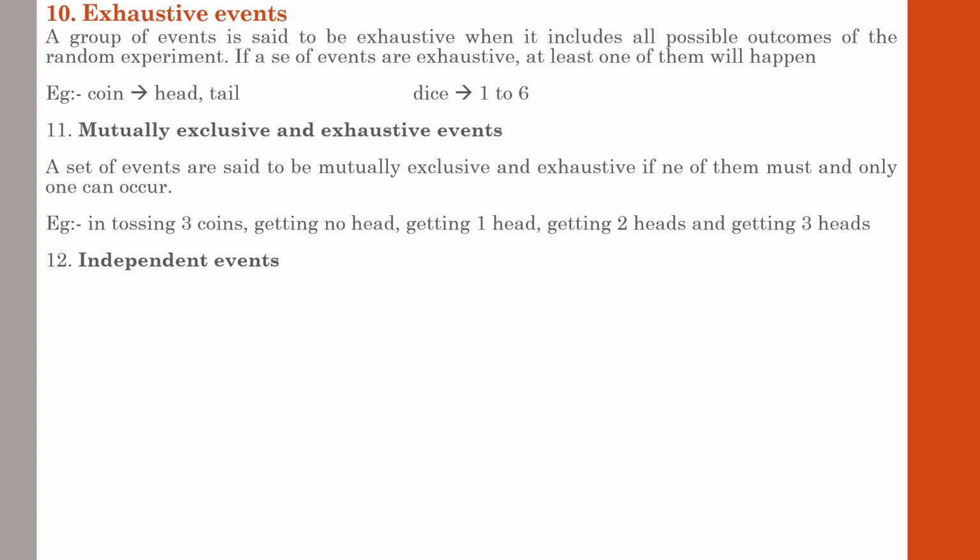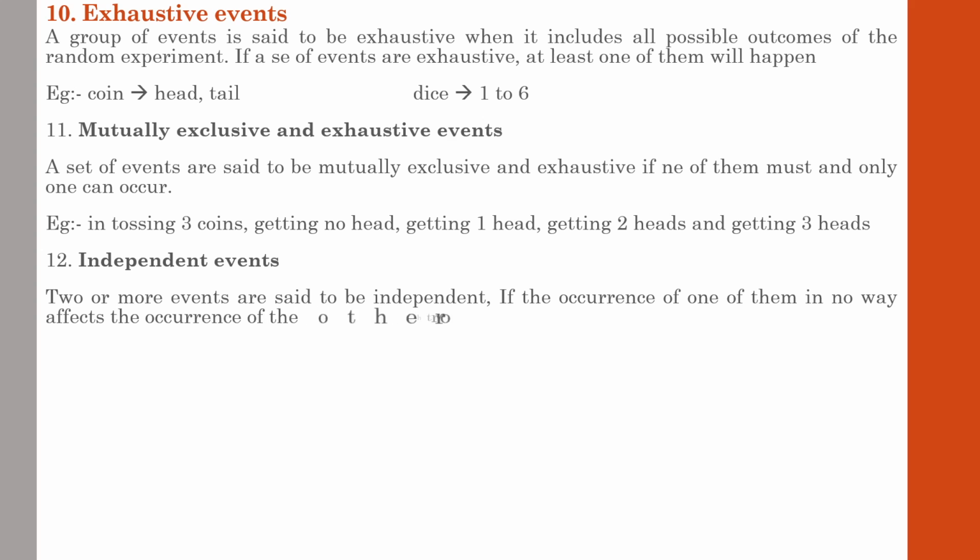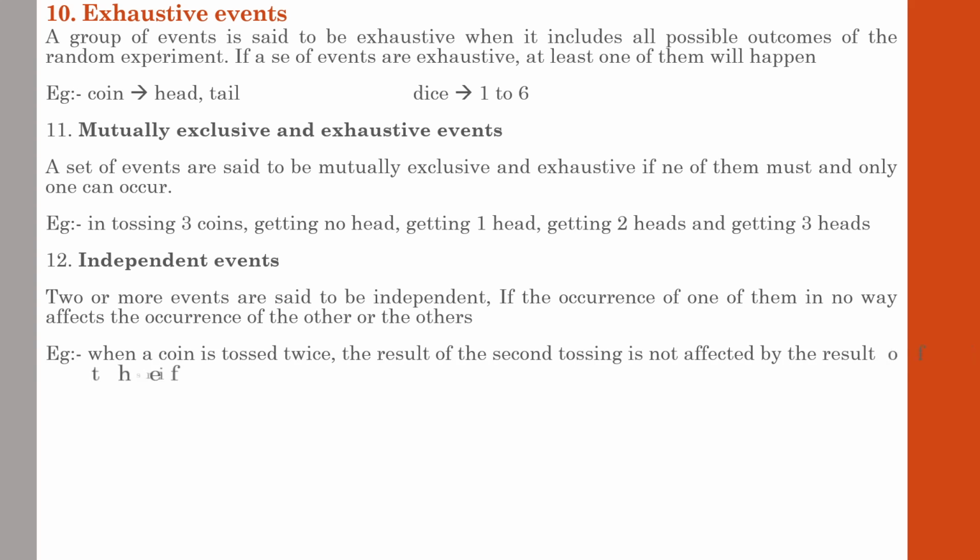Okay, an independent event. 2 or more events are said to be independent if the occurrence of one of them in no way affects the occurrence of the other or the others. For example, when a coin is tossed twice, the result of the second toss is not affected by the result of the first toss. I hope you just got an idea about that.